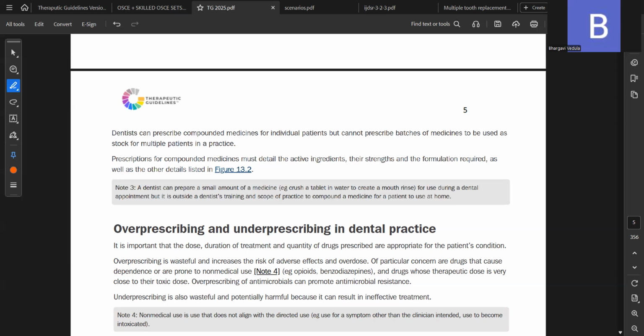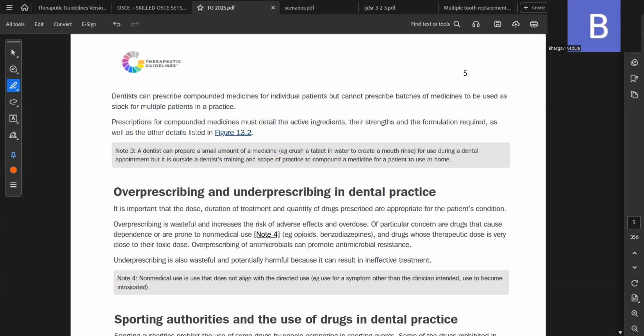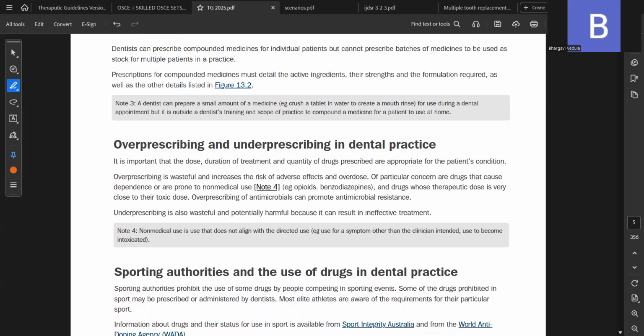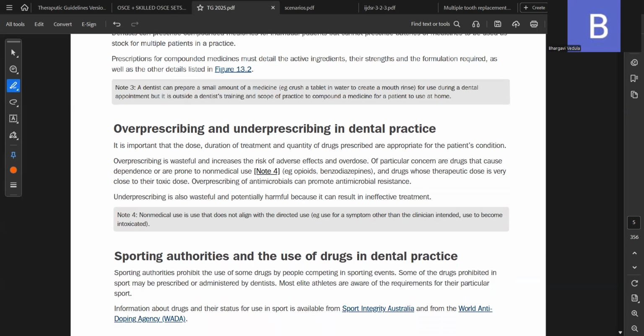So overprescribing of antimicrobials can promote antimicrobial resistance. So overprescribing is also not good. It is wasteful. And underprescribing is also wasteful and potentially harmful because it can result in ineffective treatment.